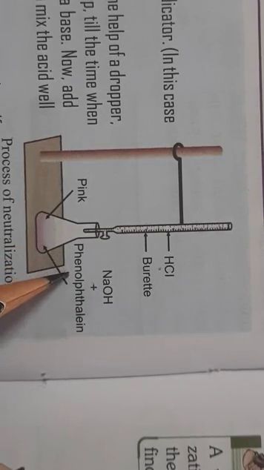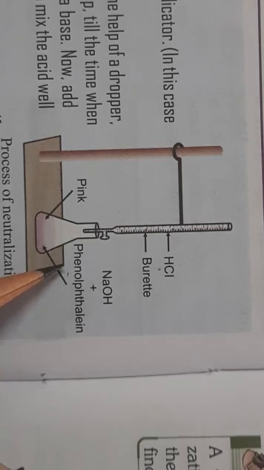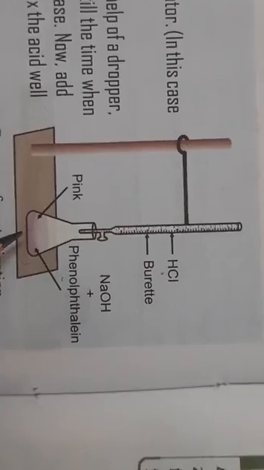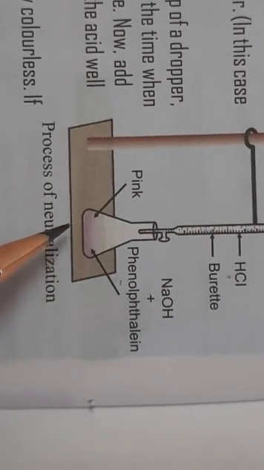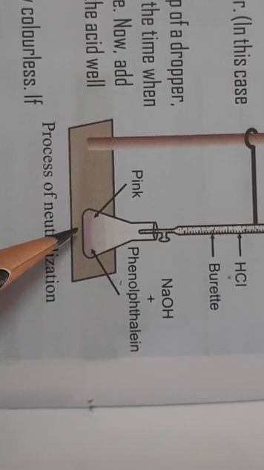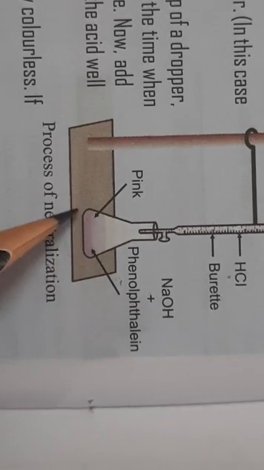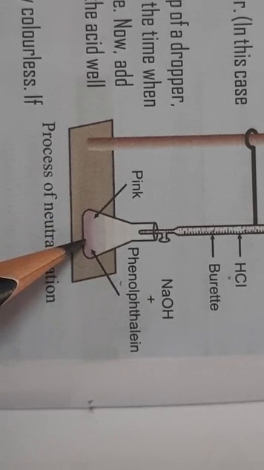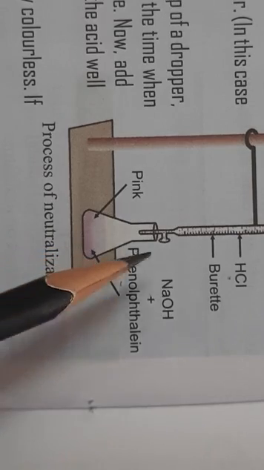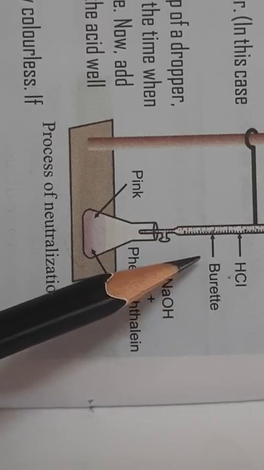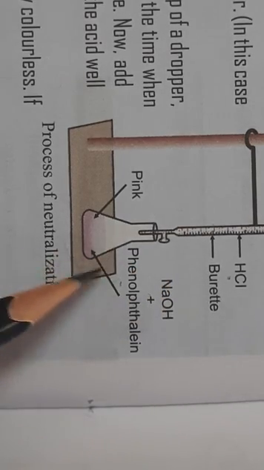Phenolphthalein is pink in color, children. Now when you add drop by drop, what will happen? After some time, this sodium hydroxide solution will turn pink in color. Now once it is turned pink in color, what is it showing? It is showing that here you have got a base. Then what you have to do is you have to drop HCl drop by drop from this burette, and continuously keep on stirring.